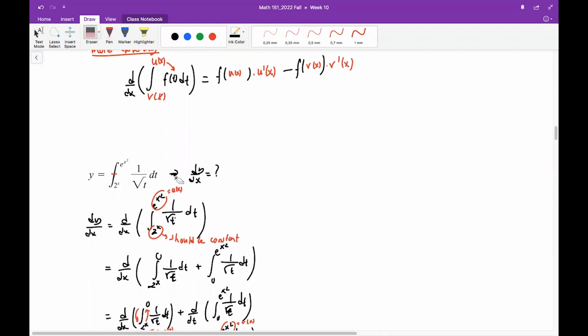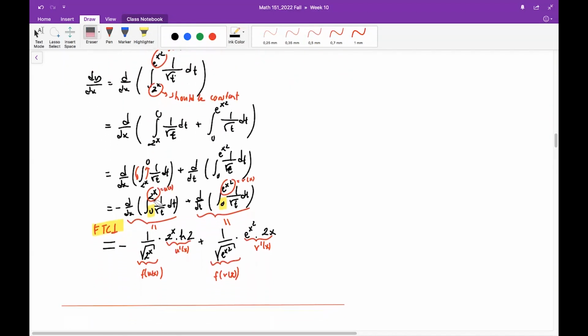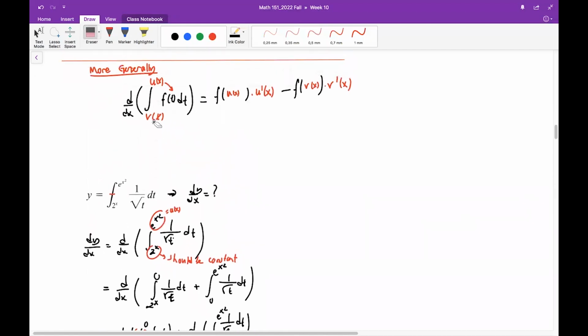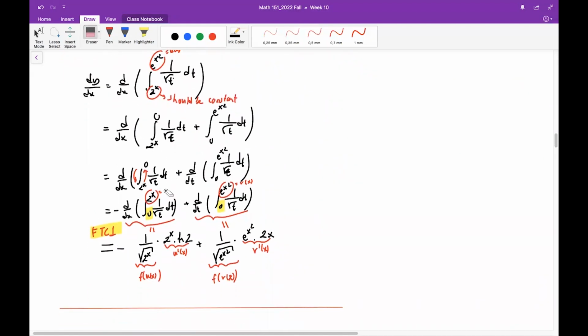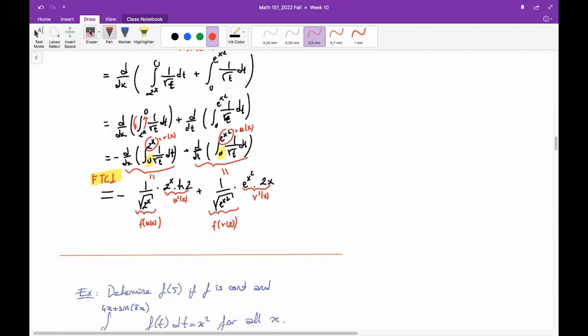I think I need to, so let me, this was the lower bound, and I named the lower bound as v of x here, so let's change this to match the notation. I called the lower bound v of x, and the upper bound u of x. So then, this is what we have as the v prime of x.